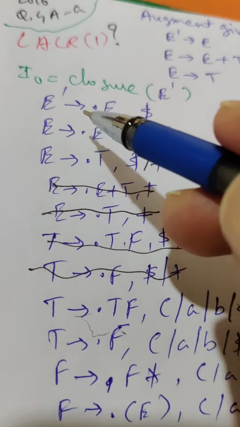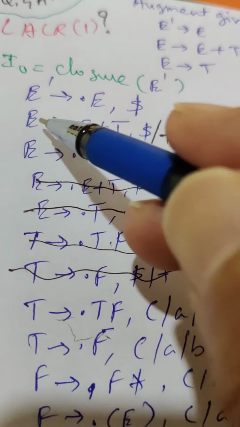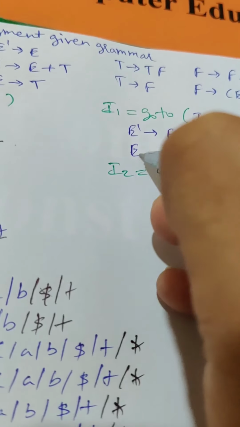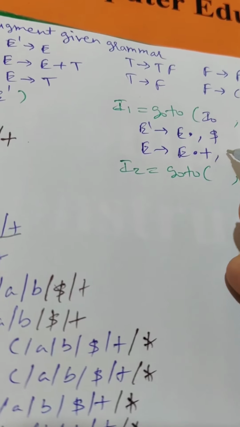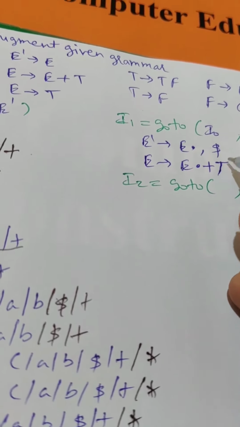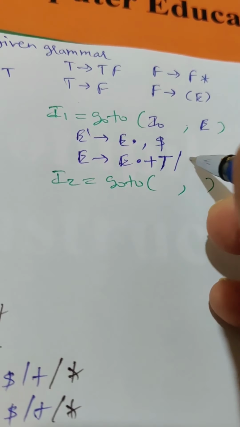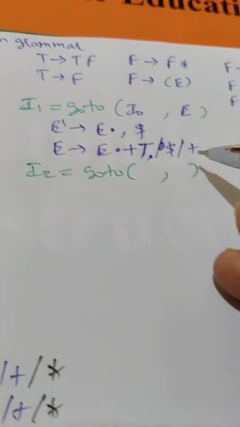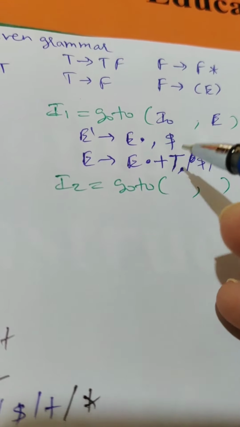Now there's one more rule here of I naught comma E. It's dot E here, so let's take this as well. So E goes to E dot plus T, and for this the lookahead is dollar or plus. Dollar or plus, that's the lookahead. Okay, now after that is a terminal here.